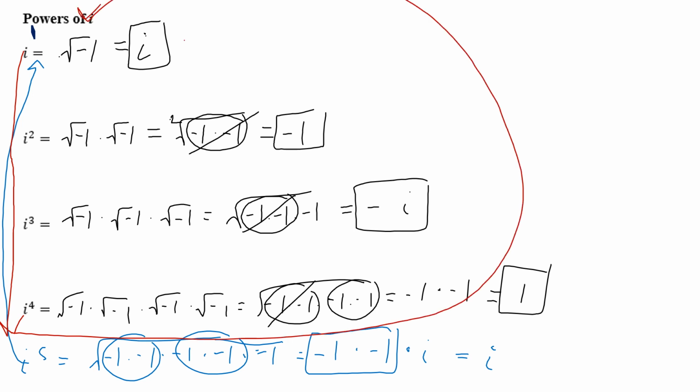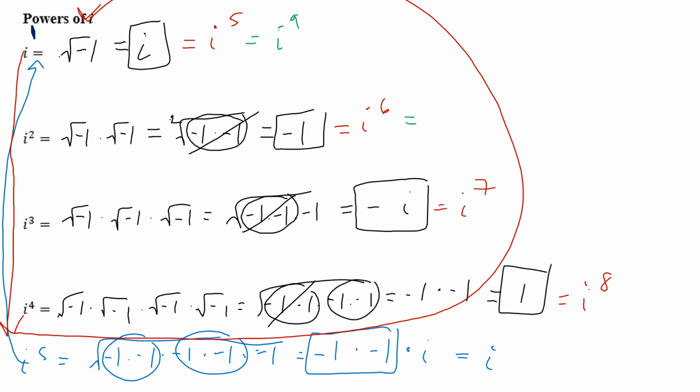So i to the fifth would actually be the same thing as i, which means i to the second is the same thing as i to the sixth. i to the third is going to be the same thing as i to the seventh. i to the fourth is going to be the same thing as i to the eighth. And then, of course, the pattern's going to cycle again, which means i is the same thing as i to the fifth, which is the same thing as i to the ninth.